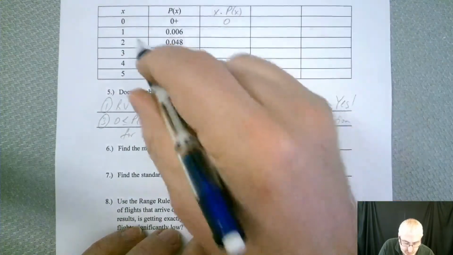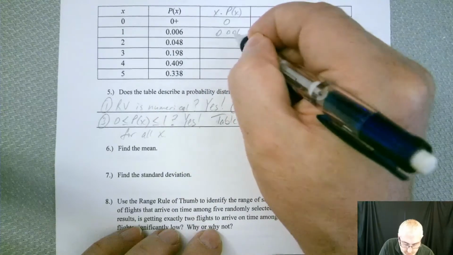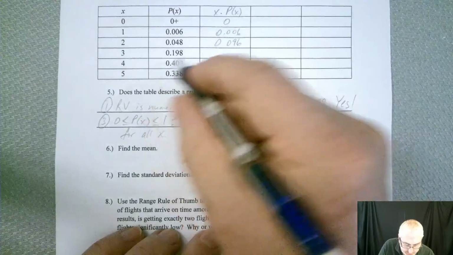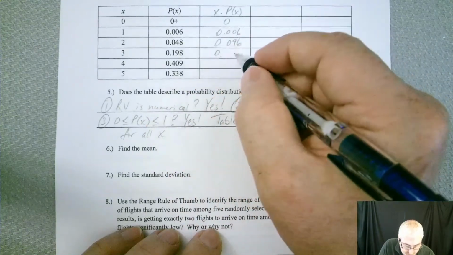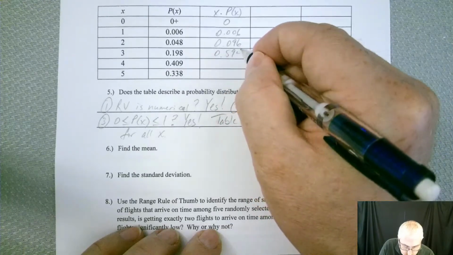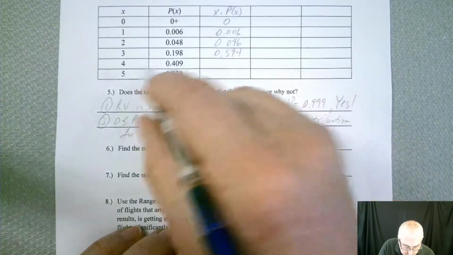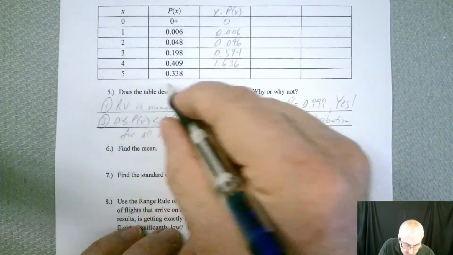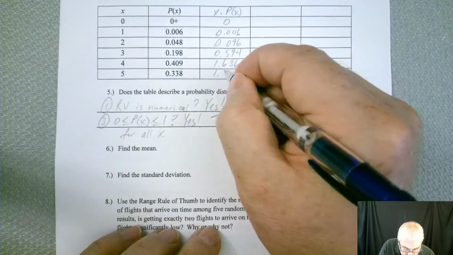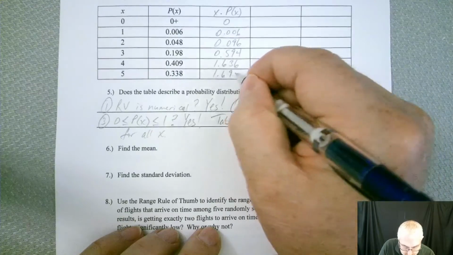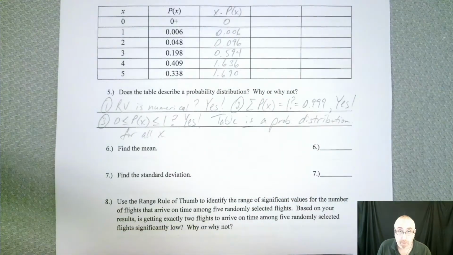0 times anything is 0. We can multiply by 1. We can multiply by 2. We can multiply by 3. And we can multiply by 4. And we can multiply by 5. Let's see, okay, 1.690. So that fills in that column pretty quickly.